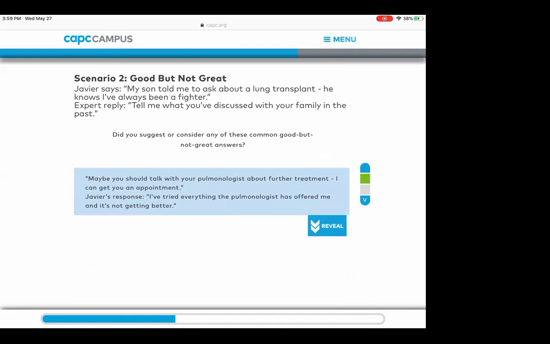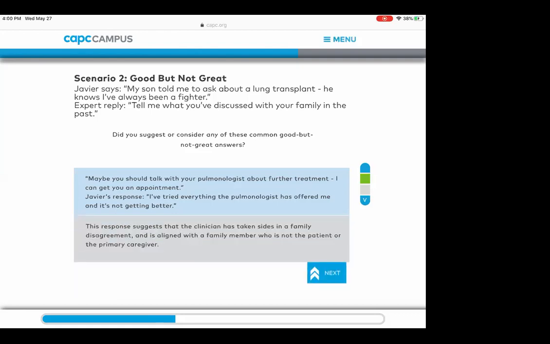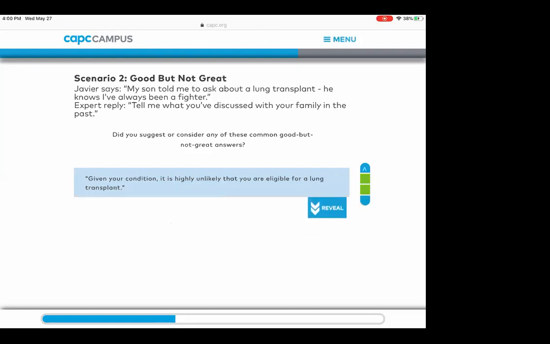So, saying, maybe you should talk with your pulmonologist about further treatment. I can get you an appointment. So again, that may be part of the conversation at some point, but you really have furthered that conversation, and you really didn't explore what he means by that, or what he understands, and didn't really acknowledge what he's saying, really just kind of jumped to a conclusion that he must want to know more about the lung transplant. It also suggests that maybe I've taken sides in that disagreement, or saying that, oh, maybe I agree with your son and you should look into a lung transplant, which doesn't really do much to further the rapport with that patient.